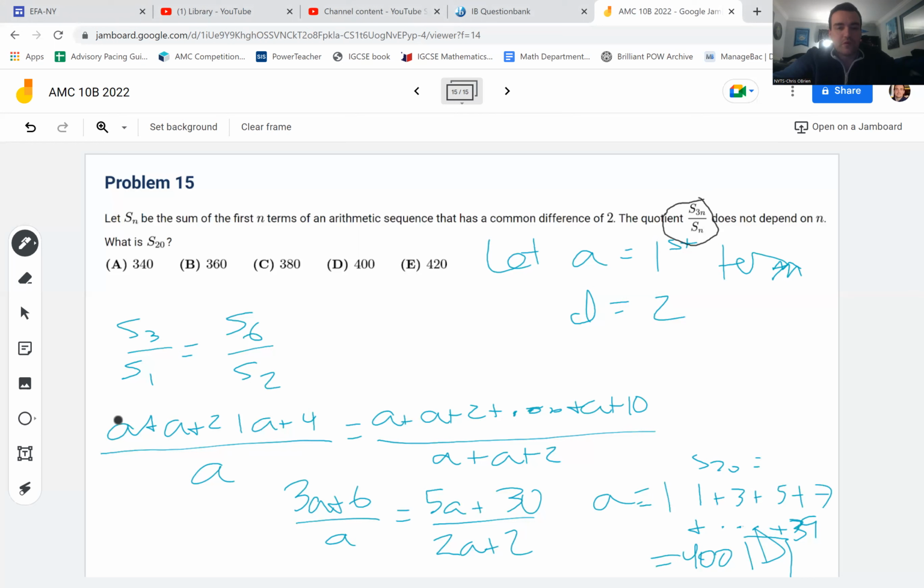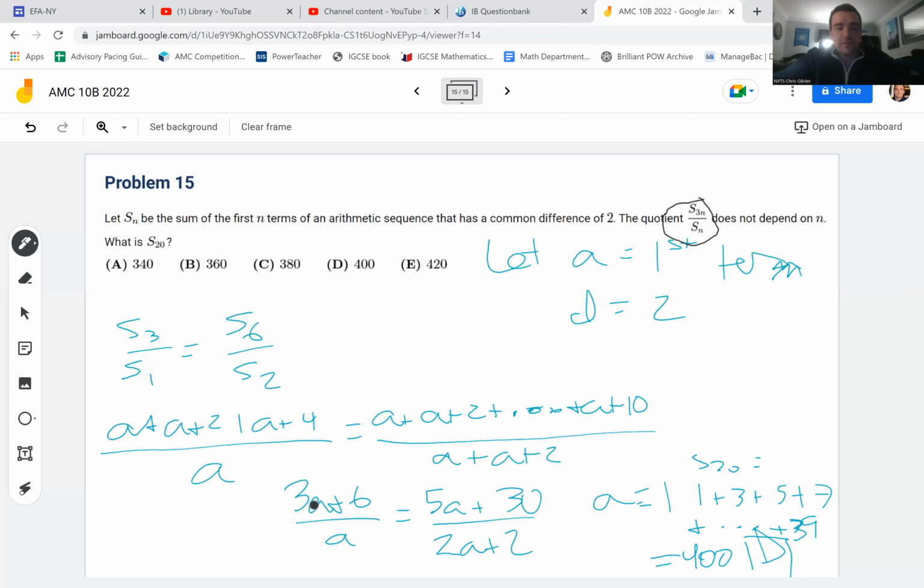So based on that, I set up a little equation. S sub 3 would be the sum of the first three terms, a plus a plus 2 plus a plus 4, divided by S sub 1, which is just a, the first term. Then we would have S sub 6, which would be a plus a plus 2 plus a plus 4 plus a plus 6 plus a plus 8 plus a plus 10, and then S sub 2 would be a plus a plus 2, the sum of the first two terms.